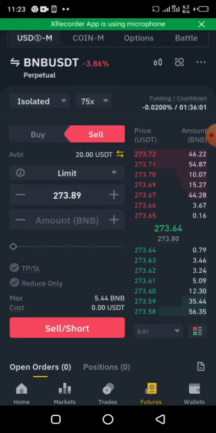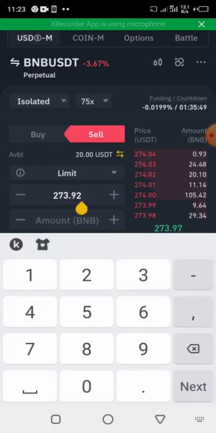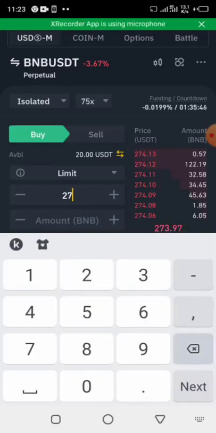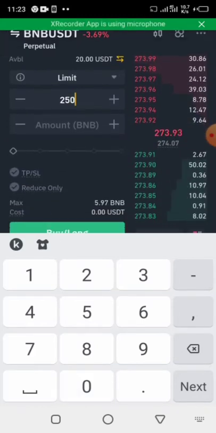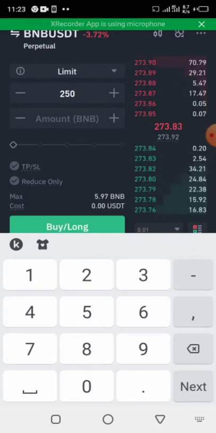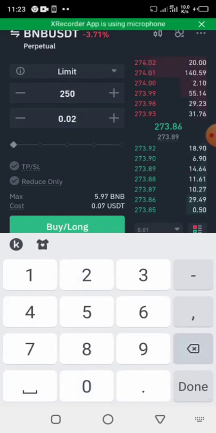So presently, let's look at this BNB now. BNB presently is 273.65. Let me use the limit now, 273.97, but I want to buy this USDT when it gets to 250. So when it gets to 250, I want to buy. Let me say I want to buy with 0.08. So let me say I want to buy this with 0.